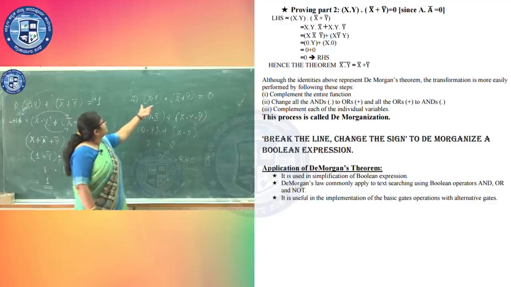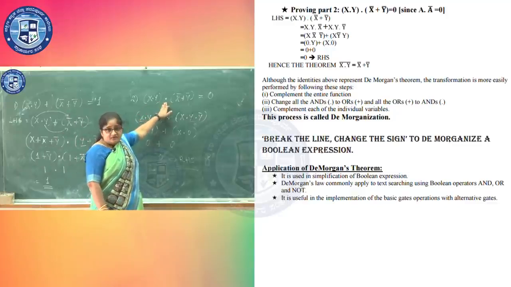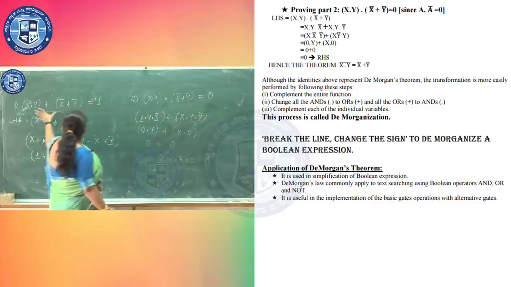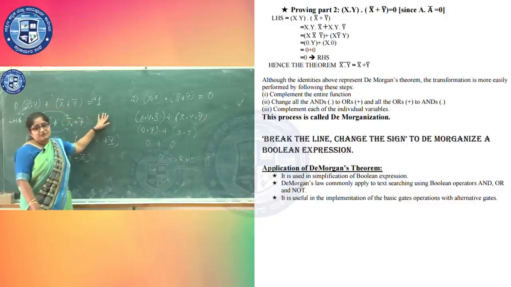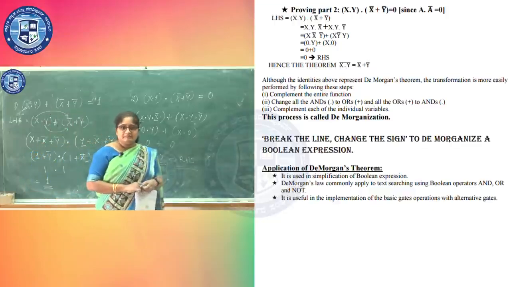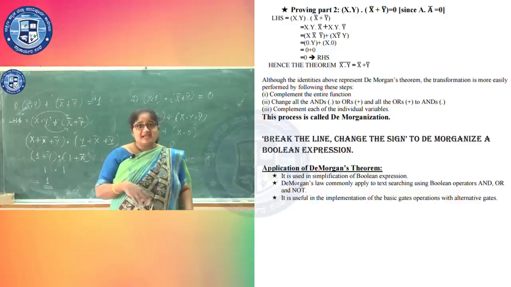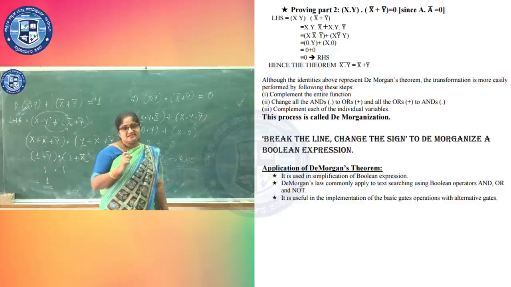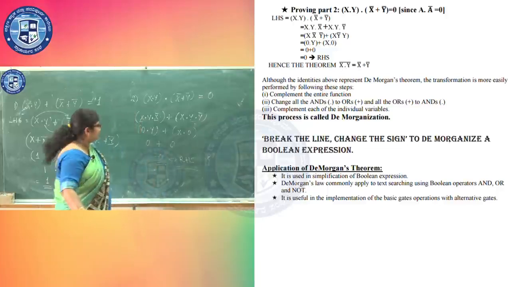Always remember, a variable, if it is ANDed with its own complement, will be equal to 0. A variable, if it is ORed with its own complement, will be equal to 1. So, what De Morgan's theorem mainly means is that we have to break the line and change the sign. So, this is demorganizing an expression. Break the line and change the sign.